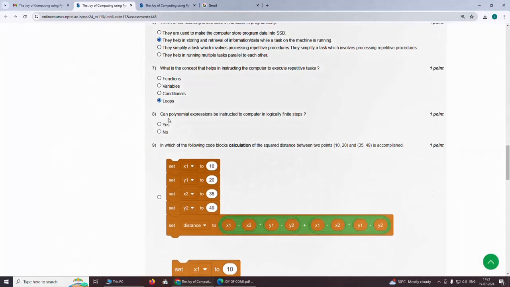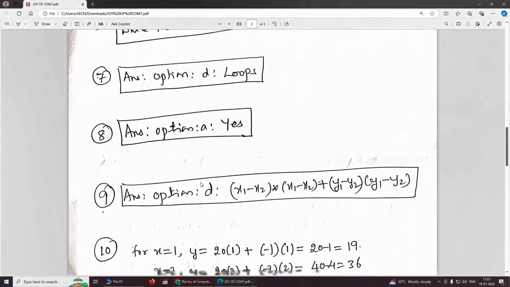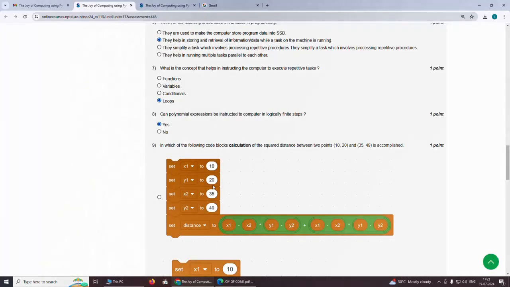Eighth question: can a polynomial expression be instructed to a computer in logically finite steps? Yes, the answer is yes. And we'll move on to the ninth question.